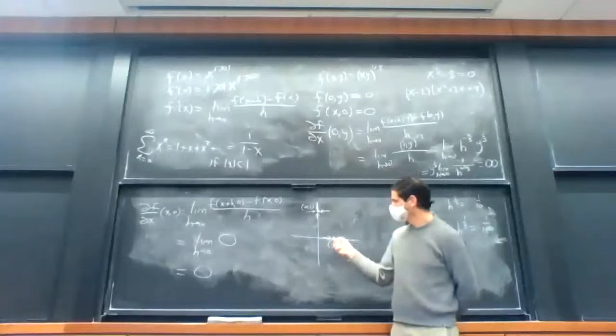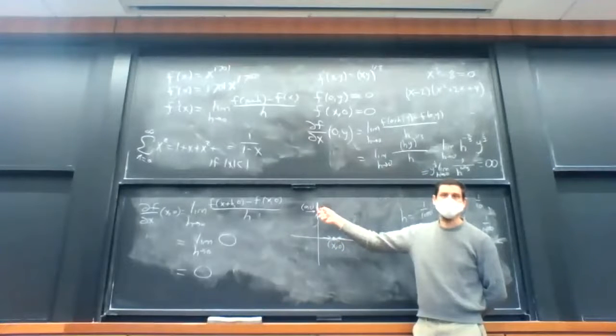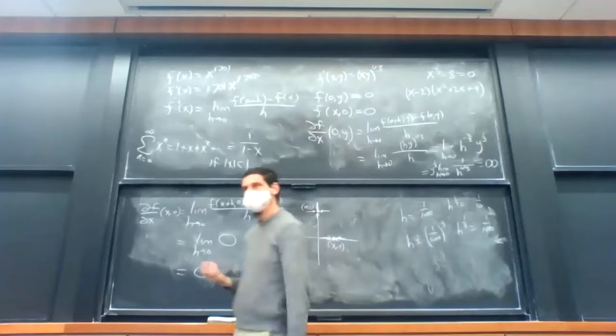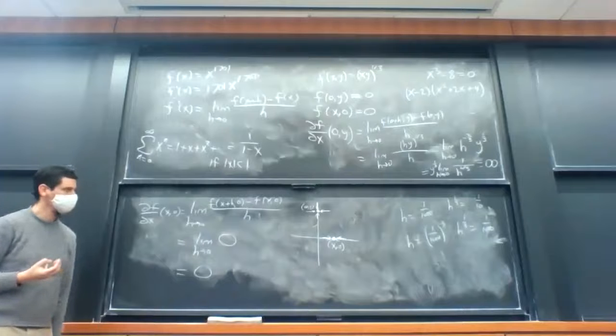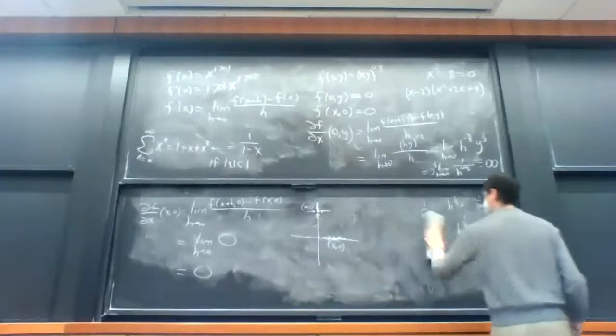So the partial derivative does exist with respect to x here. It doesn't exist with respect to x over here. This should tell us that something is wrong. That even though this function looks nice, it has some issues. Well, let's try to understand what those issues are.